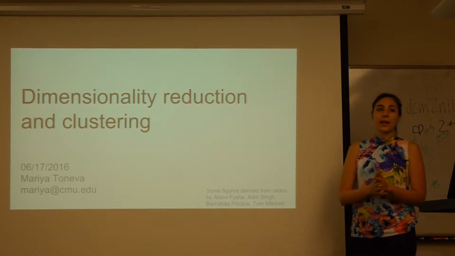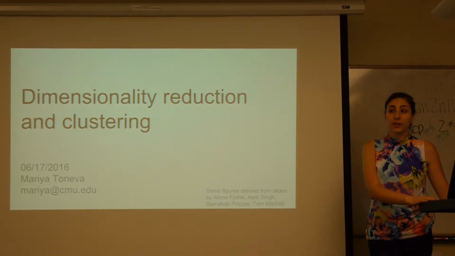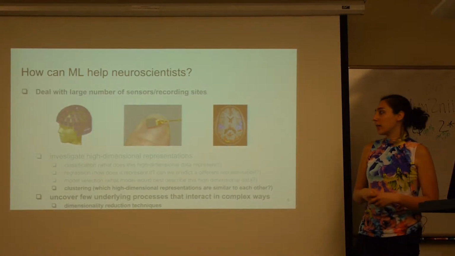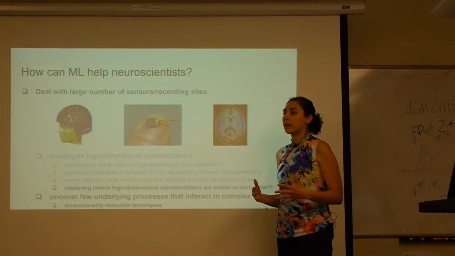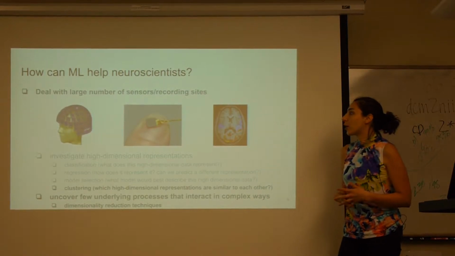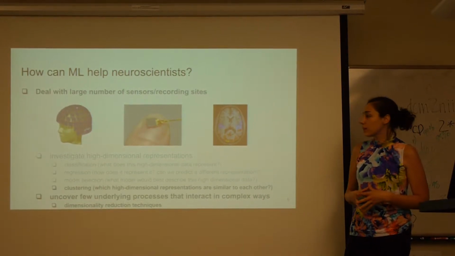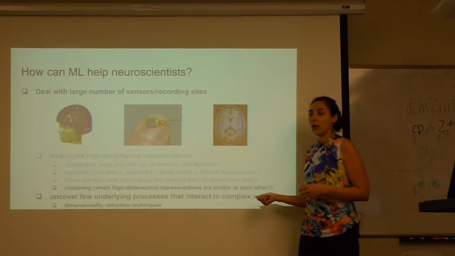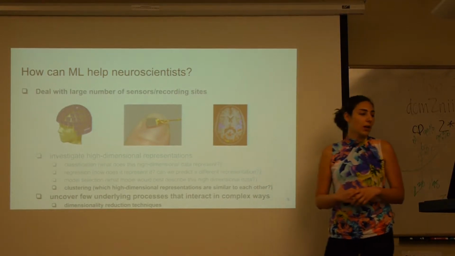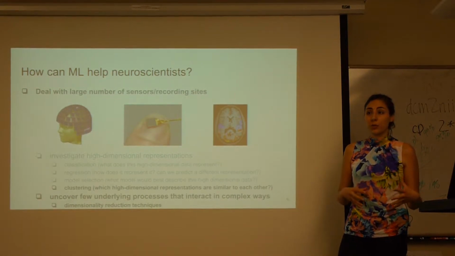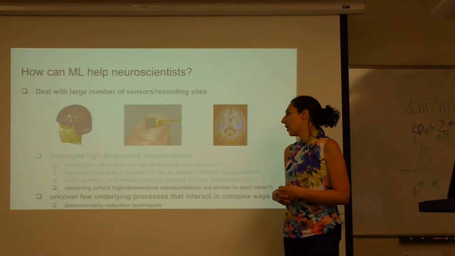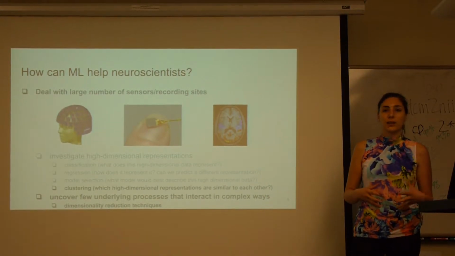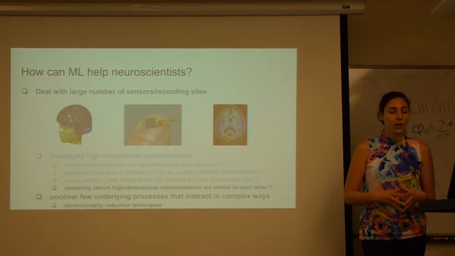So we're talking today about dimensionality reduction and clustering. And to go back to the beginning, we discussed how machine learning can help us with these large number of sensors or recording sites. And one way to deal with this large number of sensors is to cluster them into groups, which can help with uncovering similarities between different data instances that we didn't know were there.